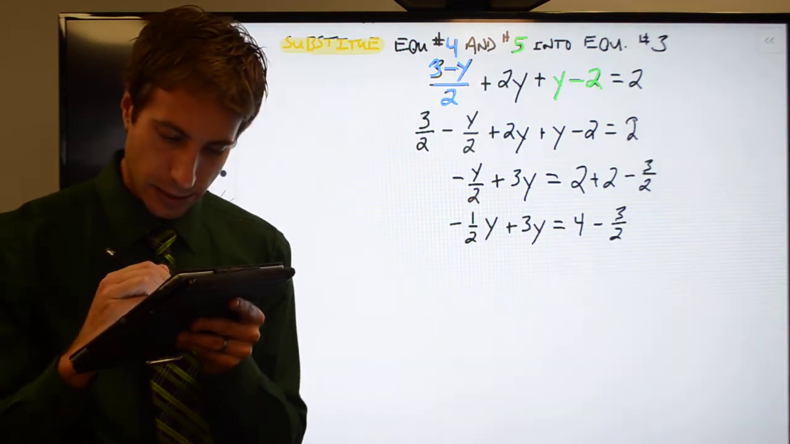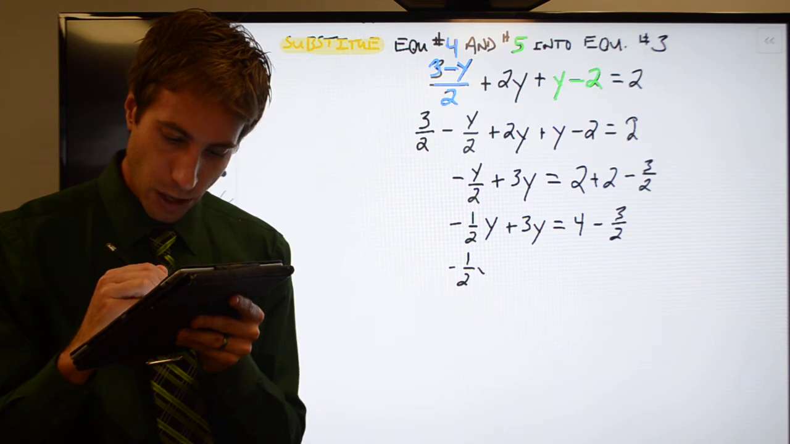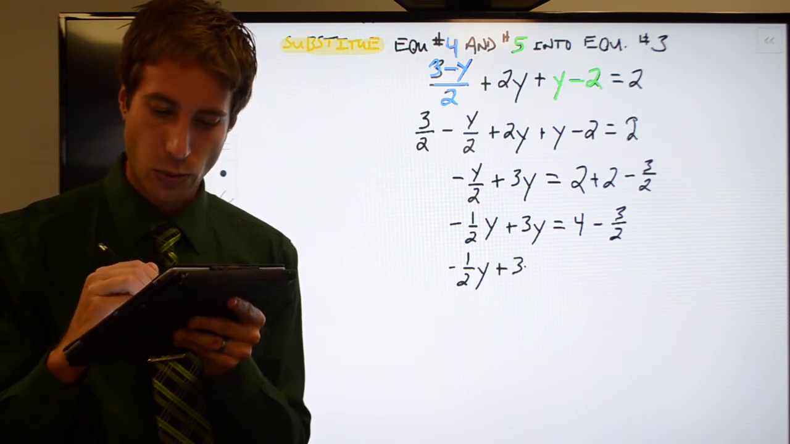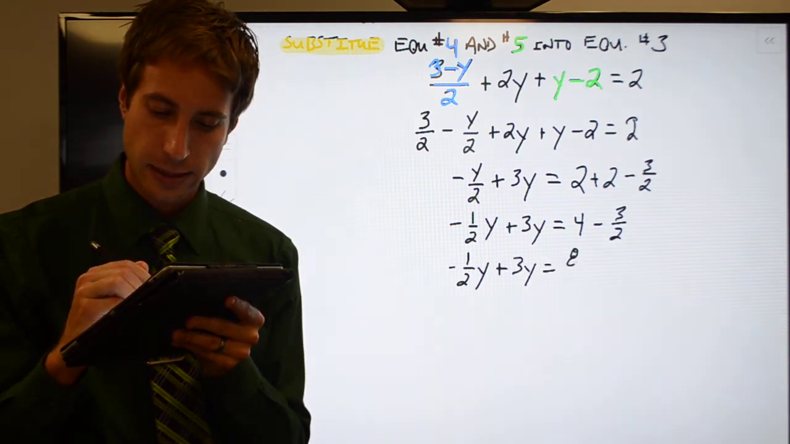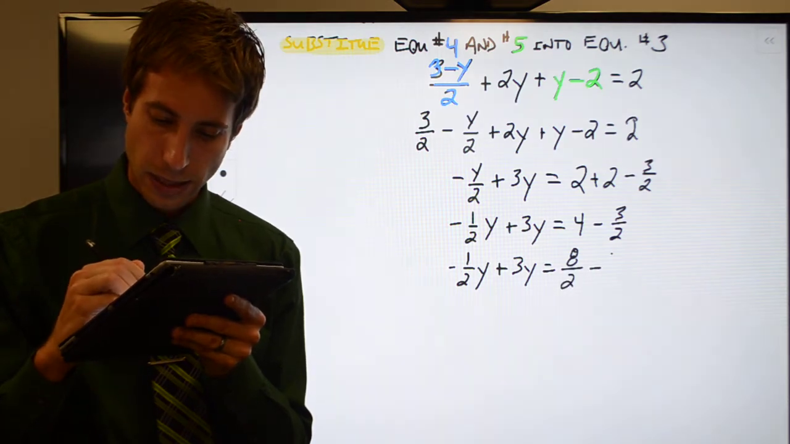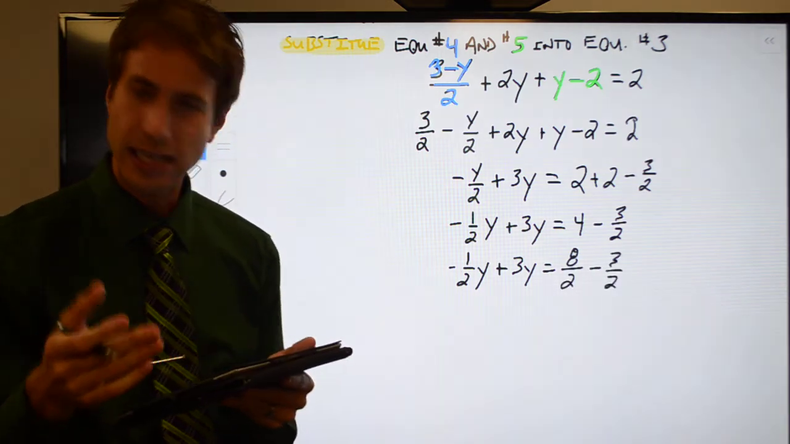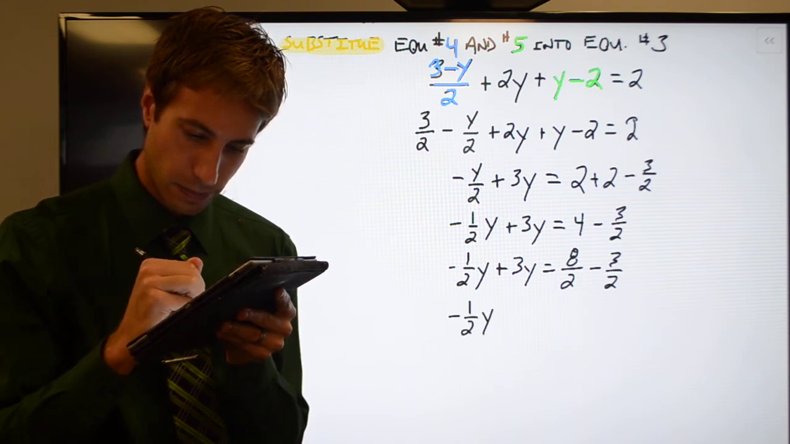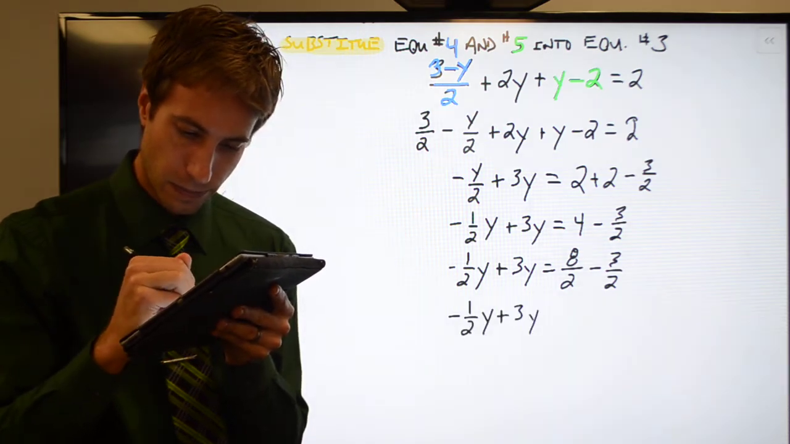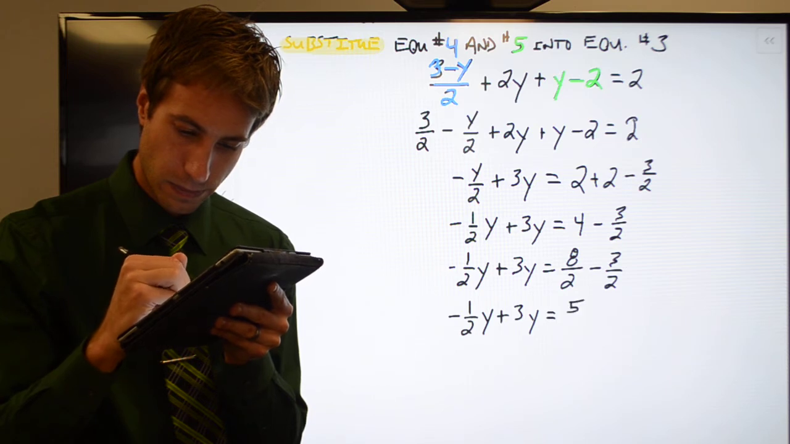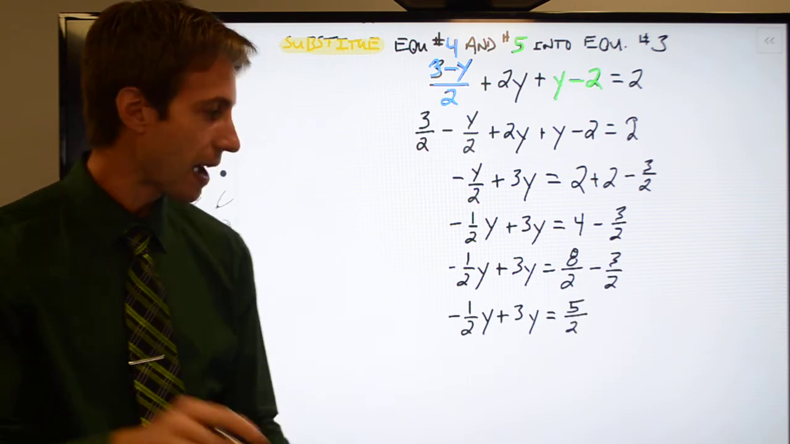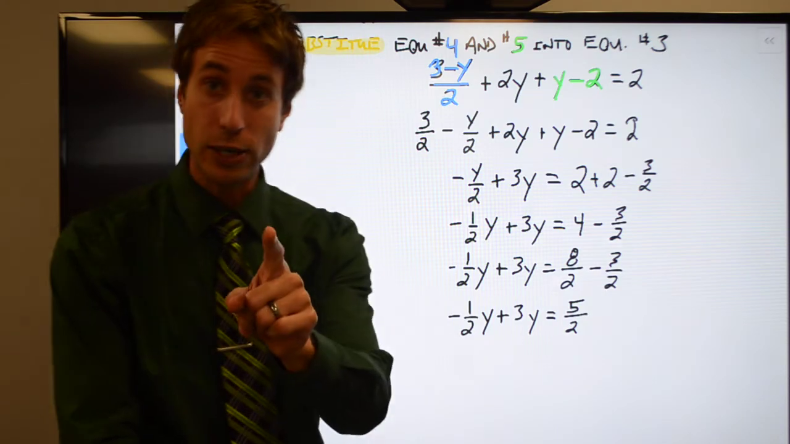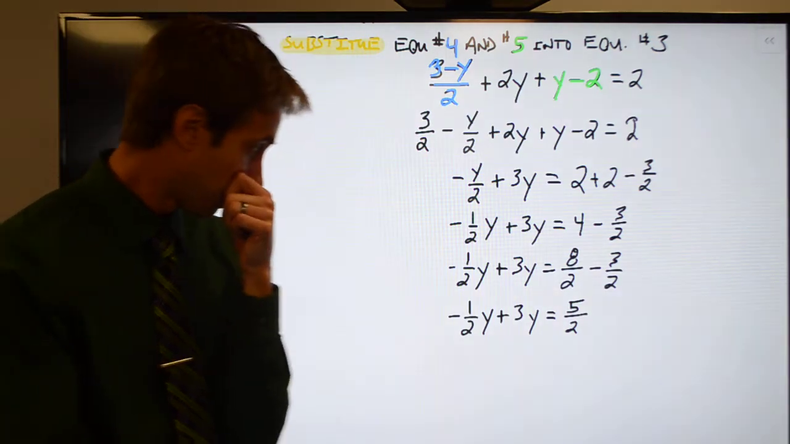So I have minus 1/2 y plus 3y is equal to 8 halves minus 3 halves, which is going to give me 5 halves. All right, so 5 halves. Okay, so now here's what I got to do. I got to solve for y.